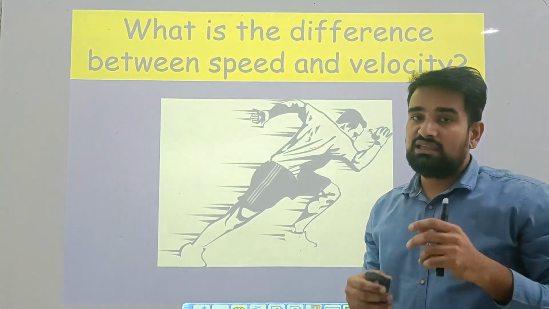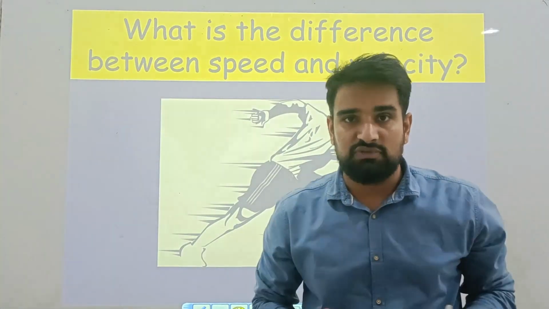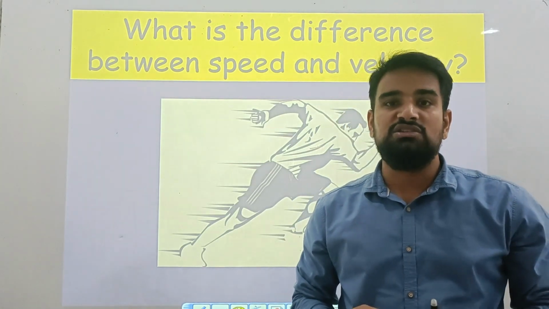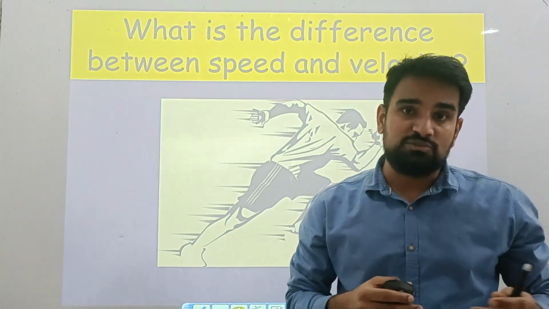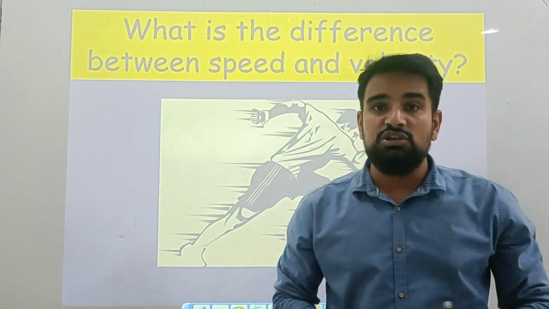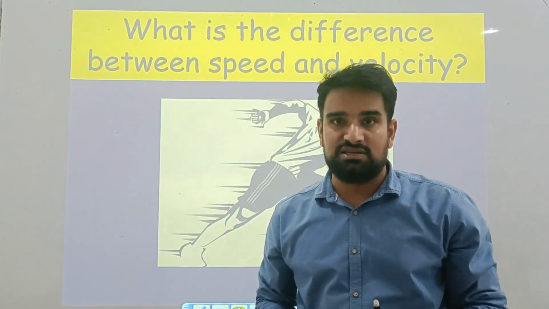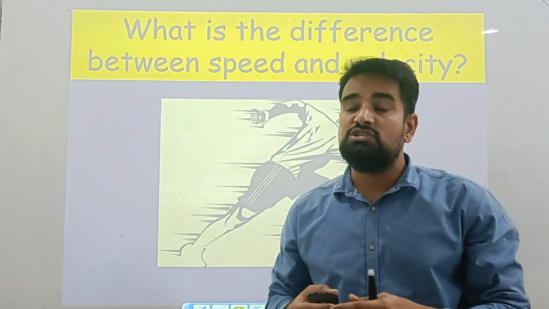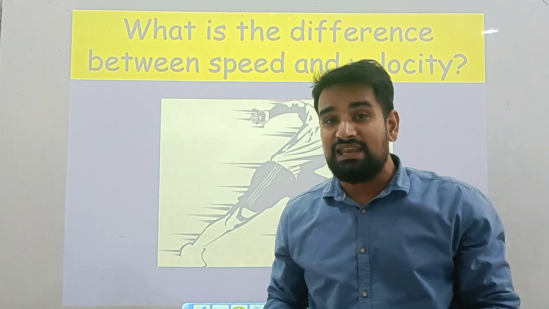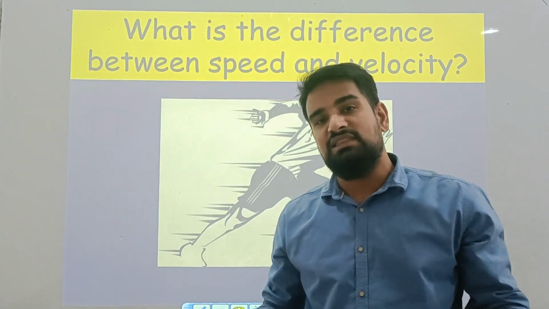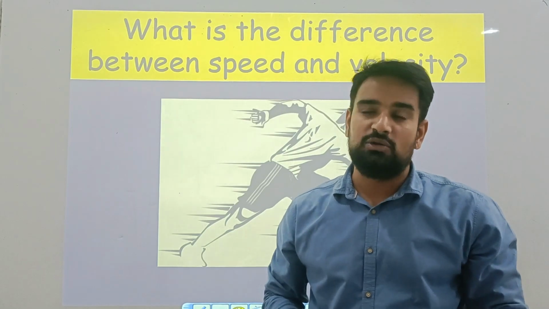If you are looking for the definition of the vector, it is very simple. Any quantity which always needs some sort of direction to specify itself is known as a vector. And a quantity which does not need any kind of direction to specify or define itself is known as a scalar quantity.